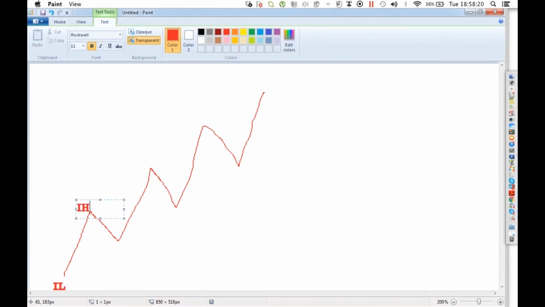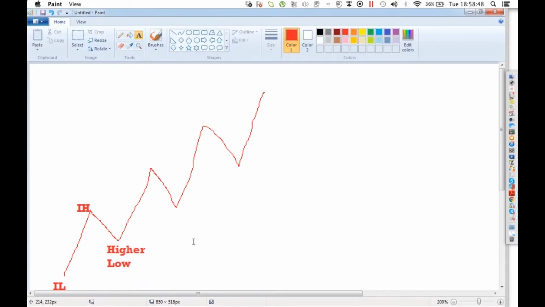and initial high, right? But now here's the difference with the new structure lows and new structure highs. When the market makes a new structure low, this is a low, but then this low is higher than the other low. So we call it a higher low. So that is one of the signs that the market is moving up, when they make lows, but then the new structure low isn't as low as your initial low.